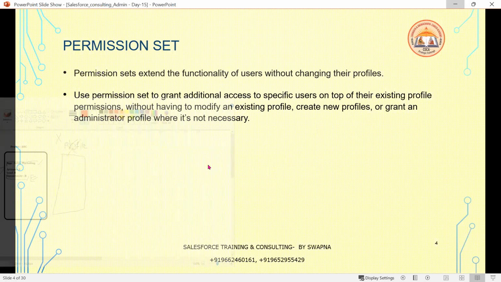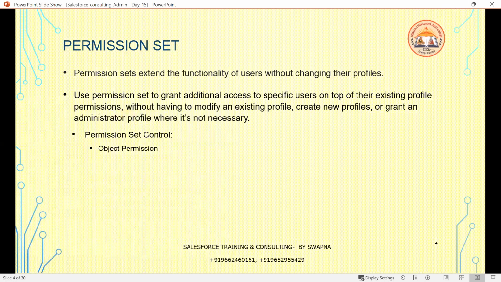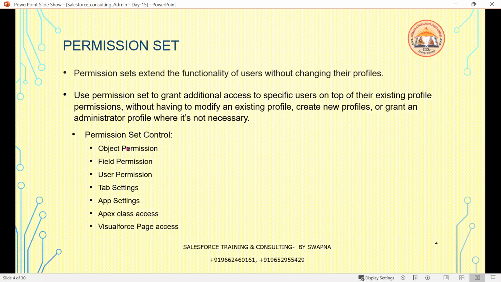A permission set controls object permissions, field permissions, user permissions, tab settings, app settings, Apex classes, and Visualforce pages. By using the permission set, I can control all of this. So these all we can control using the permission set.